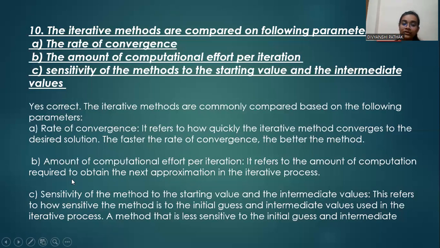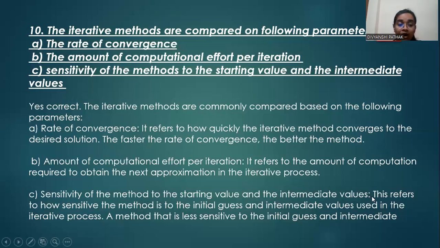सो अमाउंट ऑफ कंप्यूटेशनल एफर्ट, लाइक हमें कितना कंप्यूटेशन करना पड़ रहा है उस वैल्यू को इवेल्युएट करने के लिए, उस फंक्शन की वैल्यू को इवेल्युएट करने के लिए. सो दिस इज द कंप्यूटेशनल एफर्ट. अगर ज्यादा कंप्यूटेशनल एफर्ट होगा तो हमारा प्रोसेसिंग टाइम भी इंक्रीज होगा एंड कंप्यूटेशनल कॉस्ट भी इंक्रीज होगा. सो हमें इस फैक्टर को भी ध्यान में रखना पड़ता है. सेंसिटिविटी ऑफ द मेथड टू द स्टार्टिंग वैल्यू एंड इंटरमीडिएट वैल्यू.